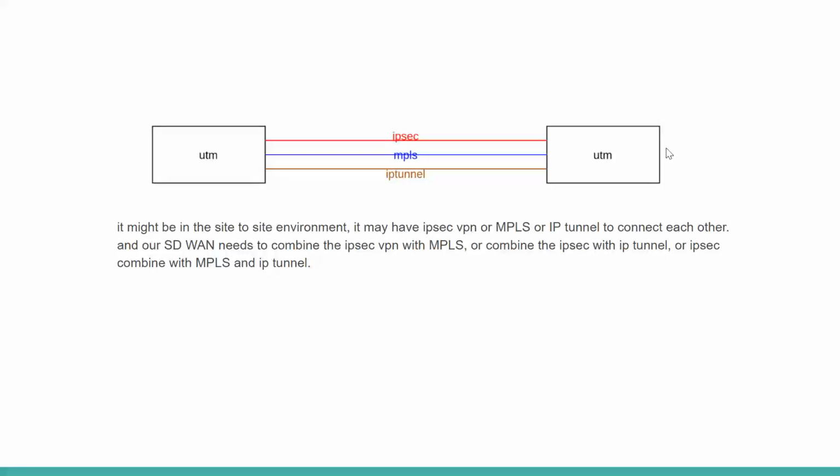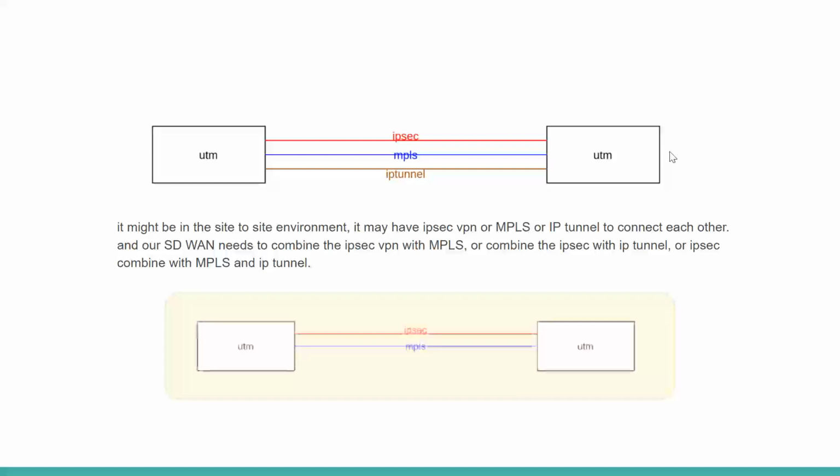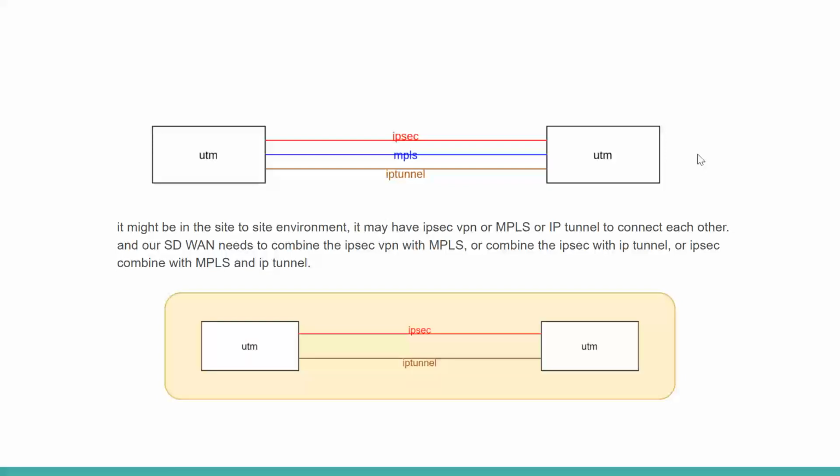As in the figure, it might be a site-to-site environment. It may have IPSec VPN or MPLS or IP tunnel to connect each other. And our SD WAN needs to combine the IPSec VPN with MPLS, or combine the IPSec with IP tunnel, or IPsec combined with MPLS and the IP tunnel.